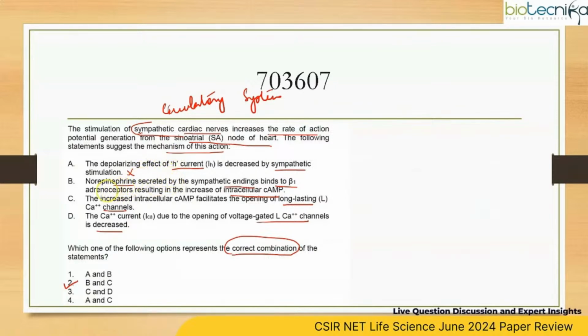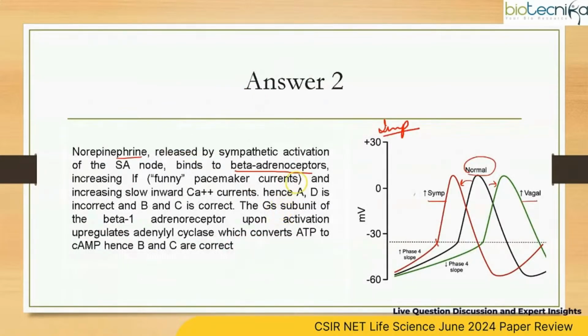The next statement says norepinephrine secreted by sympathetic endings binds to beta-1 adrenoreceptors, resulting in an increase of intracellular cyclic AMP. So yes, as I said, they will bind to beta adrenoreceptors and there will be an increase in the inward calcium current. So calcium currents will increase, and that is why depolarization is occurring. So again, B is correct over here.